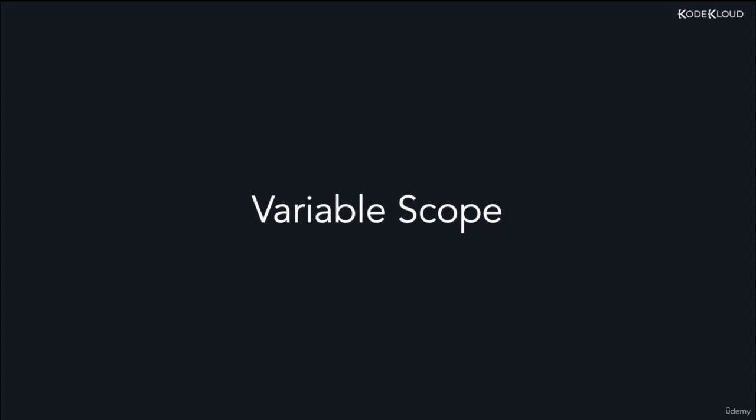Let us study about variable scope now. So the scope of a variable can be defined as a part of the program where a particular variable is accessible or from where it can be referenced. So in Golang, scope is defined using block.